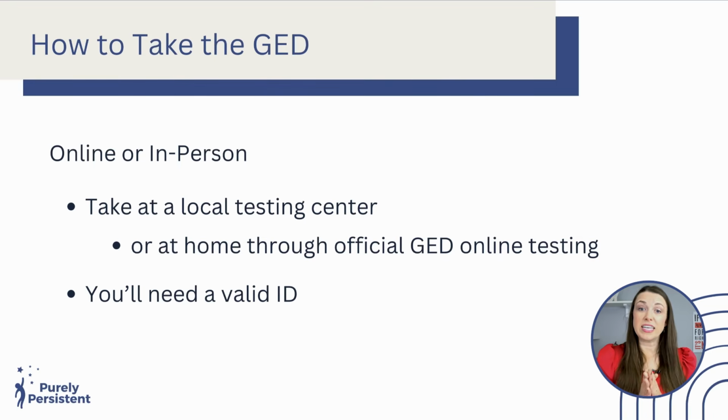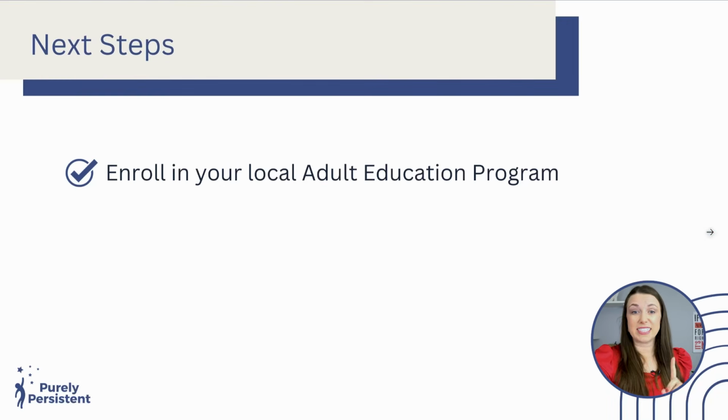But you will need a valid ID, okay? So this is a government-issued ID. Can't be your old school picture from 7th grade. No, you need to have a government-issued ID. So go down to your DMV if you don't have a driver's license and get a government-issued ID. A passport also works.